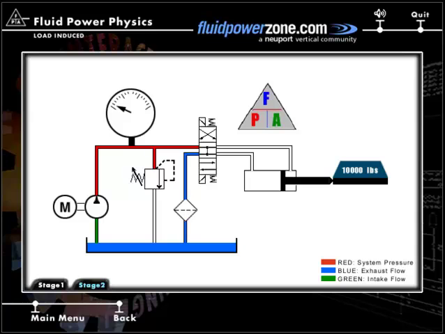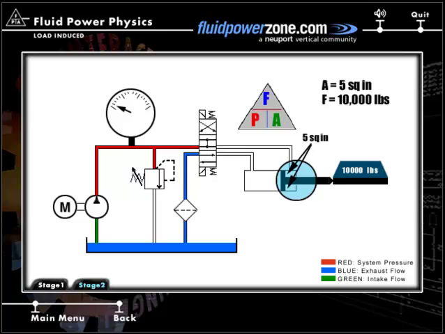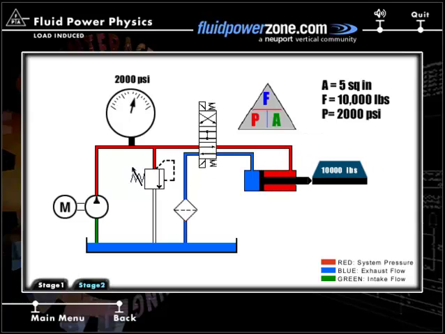During retraction, the effective area is only 5 square inches. This increases the required pressure to 2,000 psi needed to retract the load.